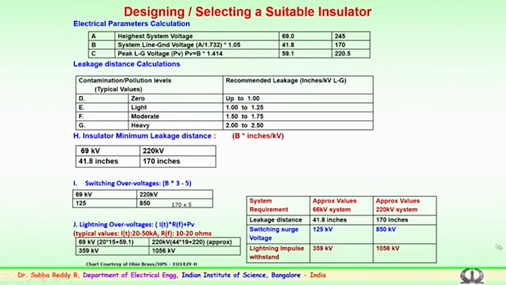Looking at the approximate values obtained for both voltage levels, 66 kV and 220 kV, the leakage distance is 41.6 in case of 66 kV and 170 in case of 220 kV. Switching surge voltages are 125 kV for 66 kV and 850 kV for 220 kV, and lightning impulses are 359 and 1056 kV. As I mentioned, these values are for dry conditions.